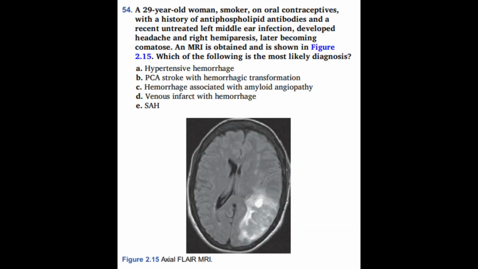So, our final question, 54. A 29-year-old woman, a smoker on oral contraceptives with a history of antiphospholipid antibodies and a recent untreated left middle ear infection, developed headache and right hemiparesis, later becoming comatose. An MRI is obtained and is shown in figure 2.15. Let us take a look at our MRI.